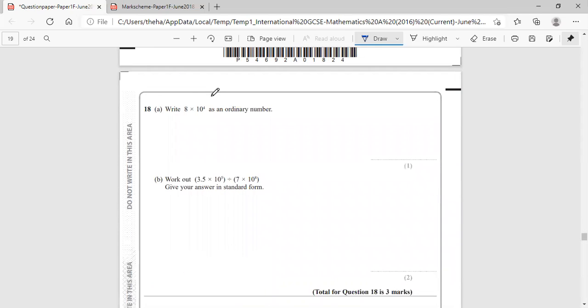Okay, so part 18. Write 8 times 10 to the 4 as an ordinary number. So what we need to do is take 8, then we just add 4 zeros on. So we get 80,000. These type of questions are pretty easy because you've got a calculator, so that's all you need to do. You don't need to try it in your head. I mean, of course, these type are quite simple, but when we get to part B, I would not recommend attempting it in your head.